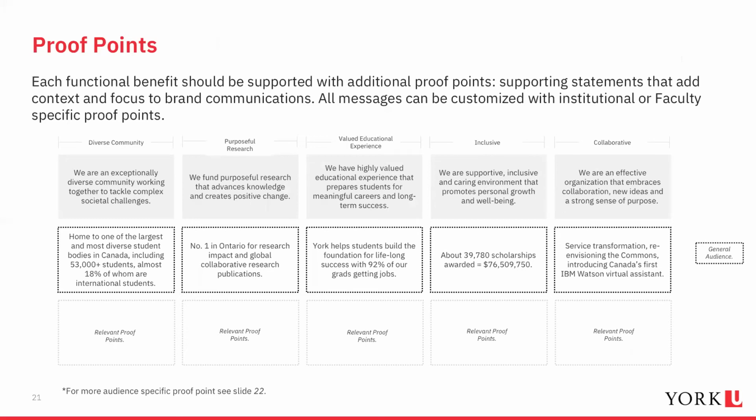Each functional benefit should be supported with additional proof points. These are supporting statements that add context and focus to brand communications. All messages can be customized with institutional or faculty-specific proof points. So, for example, if we're talking about a diverse community as a key functional benefit for York at the institutional level, a proof point that could bring that to life and also add focus and context would be home to one of the largest and most diverse student bodies in Canada, including 53,000 plus students, almost 18% of whom are international students. This gives you an idea of how you can add that extra layer to give weight and support to all levels of messaging.